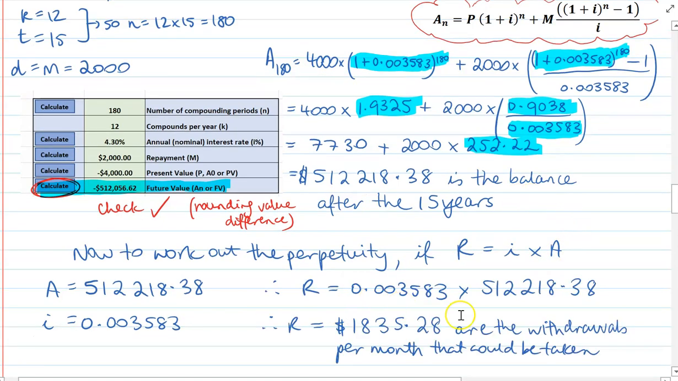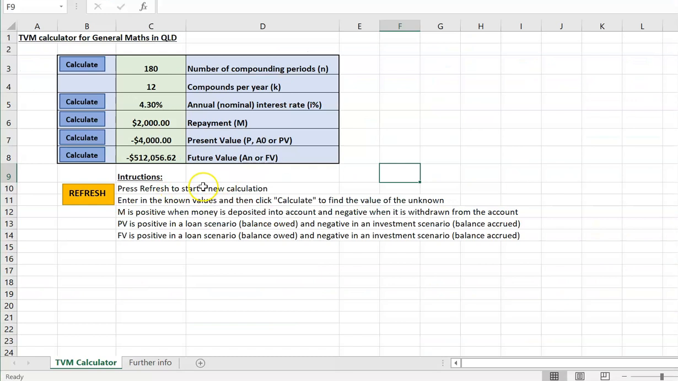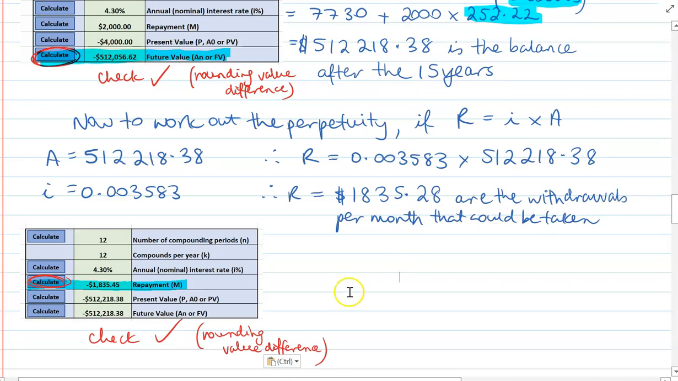So substituting those values in, I end up with a perpetuity of $1,835.28 that could be withdrawn per month. So to check that, I'd simply change the present value to match the future value and calculate the repayment. If you're worried about time affecting it, even if you change the time, it would not affect the payment value because you're maintaining the balance no matter how much time's passed. Okay, so again, we have a tiny little bit of a rounding error, but that's completely acceptable.